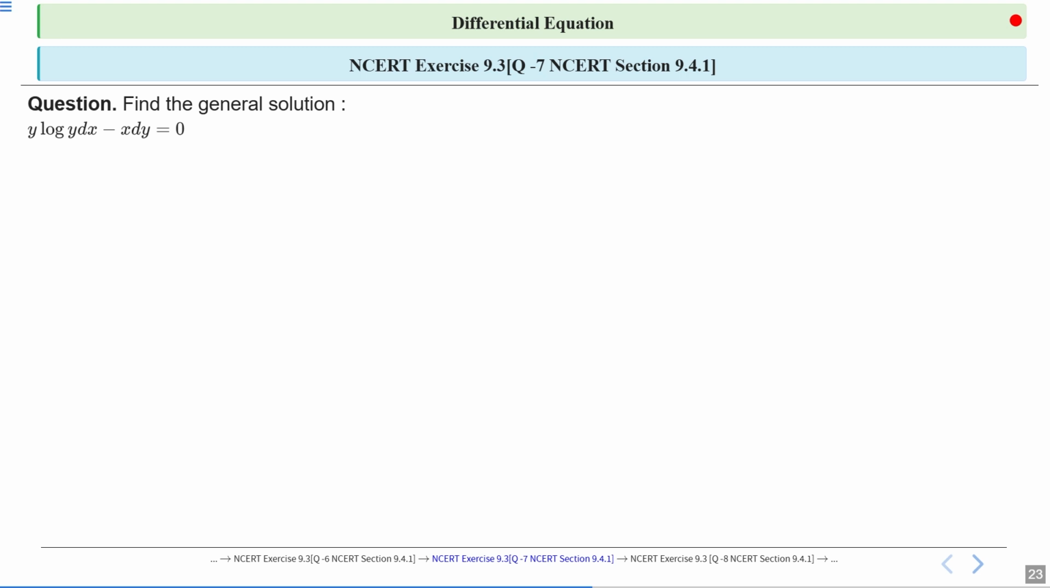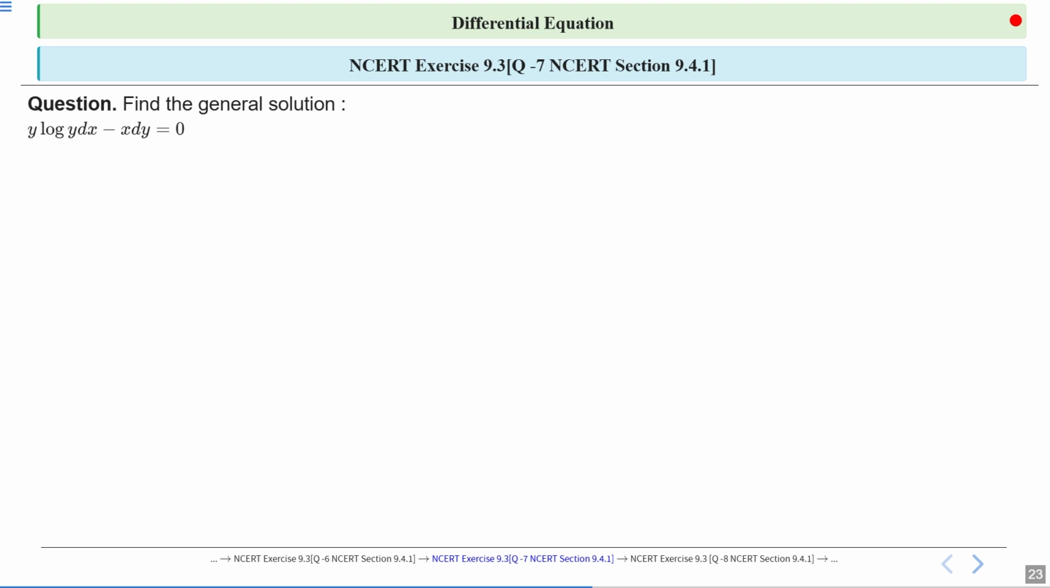This is your differential equation, and the differential equation is of first order and first degree. Then we try to separate the variables. We write the terms involving y with dy and the terms with x with dx. As there is y log y dx minus x dy, the term y log y is with dx and x with dy.